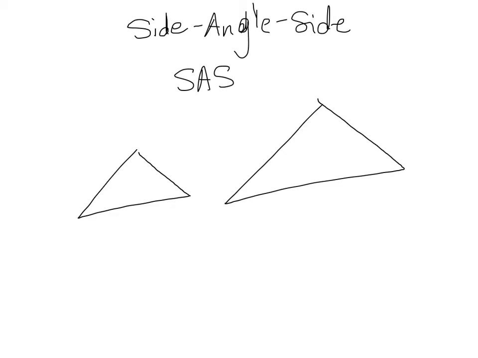So let's say you know that this is 3 and this is 8, and you know that this is 6, and this is 16, and let's say this is 40 degrees, and this is 40 degrees. Nothing else really matters. We don't need these two angles, and we don't need this third side.